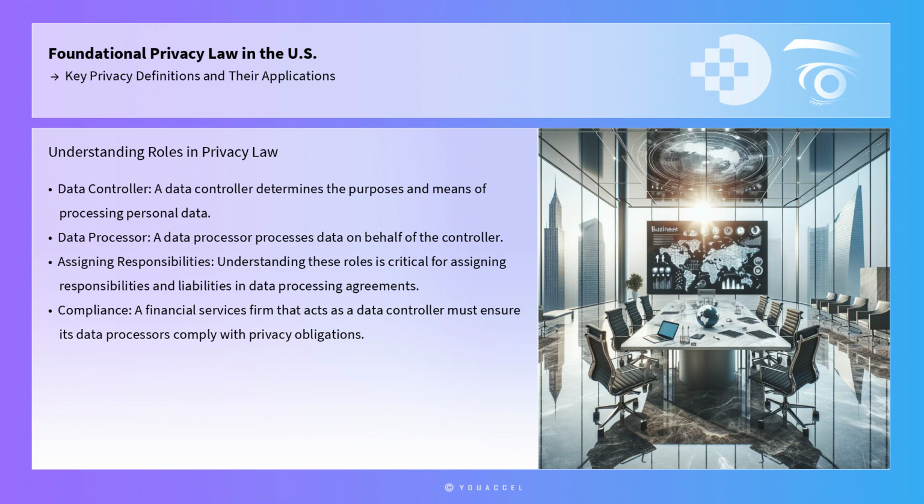Data controller and data processor are also pivotal terms in privacy law, especially under regulations like the General Data Protection Regulation, which, although a European law, influences global privacy practices. A data controller determines the purposes and means of processing personal data, while a data processor processes data on behalf of the controller. Understanding these roles is critical for assigning responsibilities and liabilities in data processing agreements.